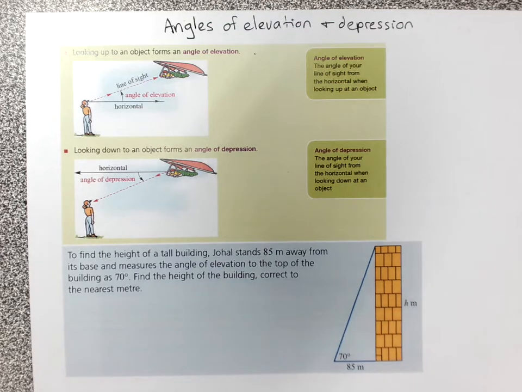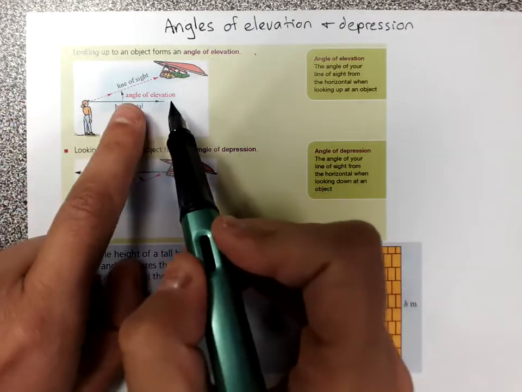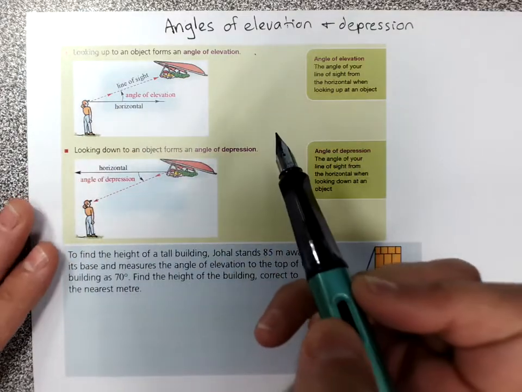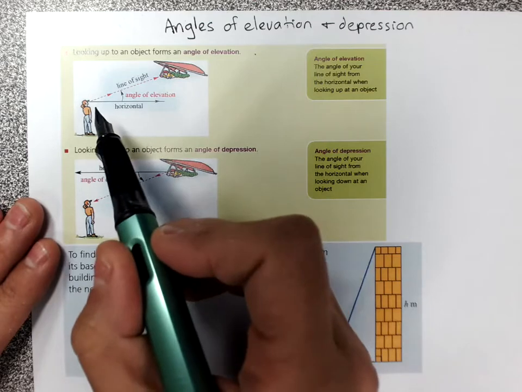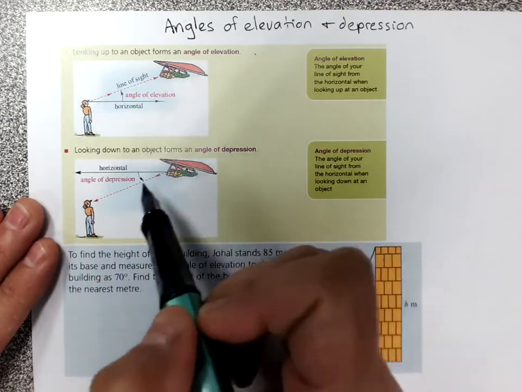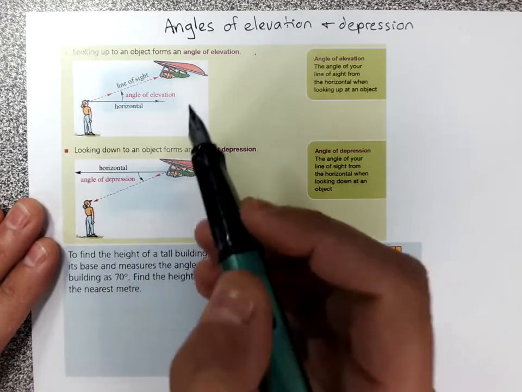Angles of elevation and depression. In right-angled trigonometry, we're often asked to manage questions with angles of elevation or angles of depression. Angles of elevation and depression are looking up or down from the horizontal to an object.